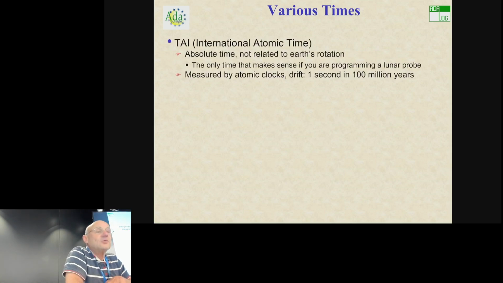So, what time do we know in the real world? First, the only real one is called TAI, for International Atomic Time. But the International Bureau for Time is located in Paris, so that's really le Temps Atomique International. This is an absolute time, not related to Earth's rotation. It's the official basis for all the other times. If you are programming a lunar probe, you don't care about the rotation of the Earth. So that's the real universal time. It is defined by the International Bureau of Time by atomic clocks that have a drift of 1 second in 100 million years. So they're incredibly accurate.